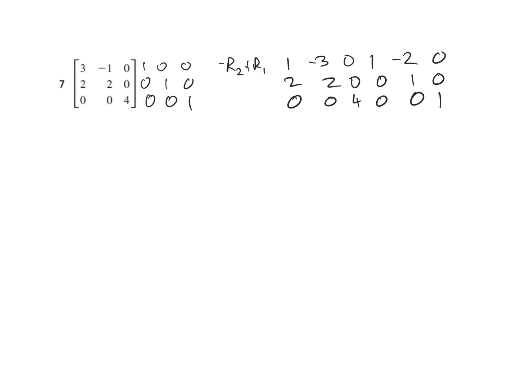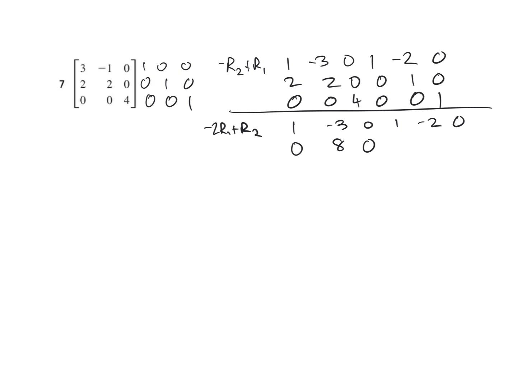Okay, so now we're going to do negative 2 times row 1 plus row 2. All right, and 1, negative 3, 0, 1, negative 2, 0. And negative 2 plus 2 is 0. 6 plus 2 is 8. 0 plus 0 is 0. Negative 2 plus 0 is negative 2. 4 plus 1 is 5. And 0 plus 0 is 0. And we have our third line here.